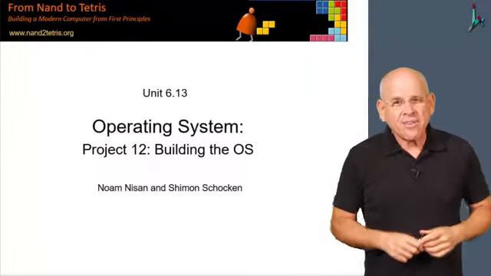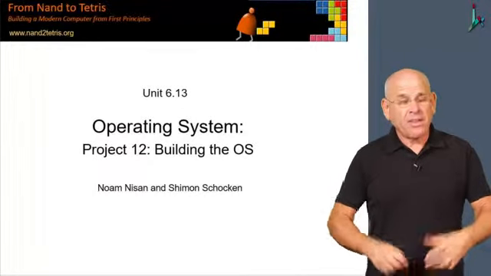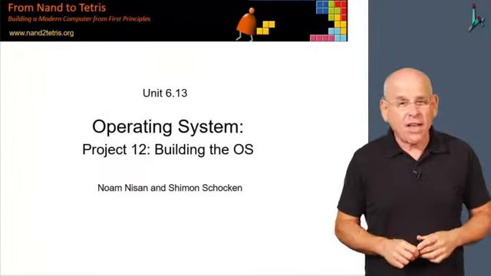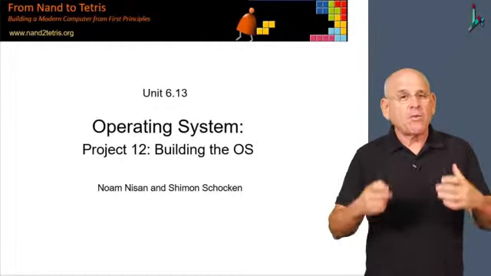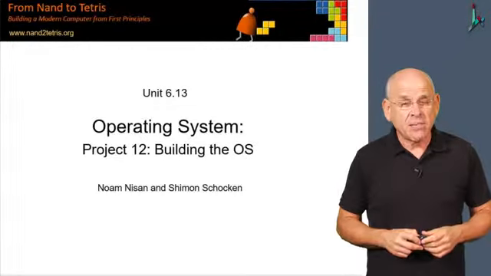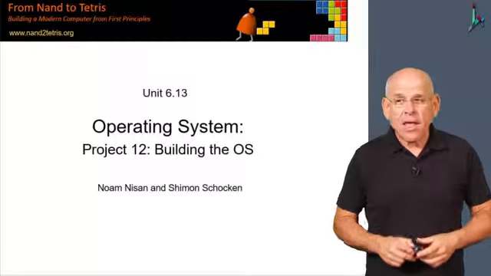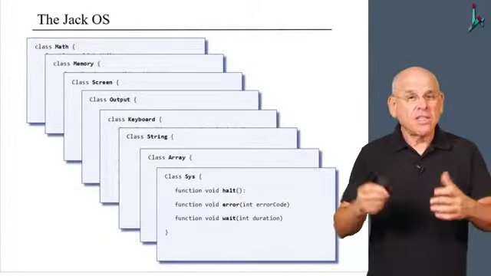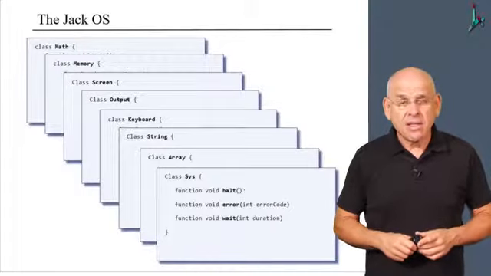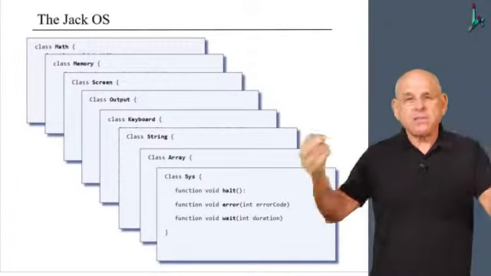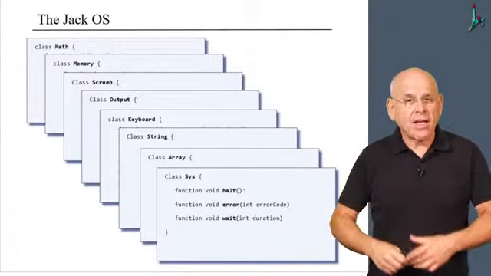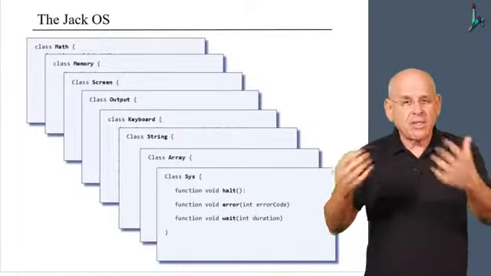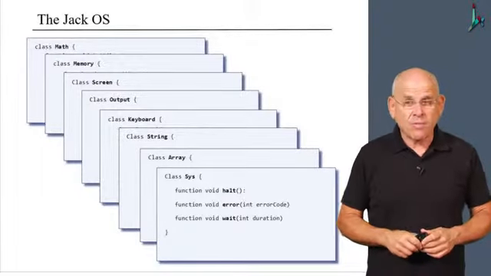So here we are in project 12, the last and final project in nand2tetris, in which we are going to build our operating system from the ground up. Here is the operating system in all its glory, consisting of 8 different classes, each designed to service some other functionality like memory management, screen management, keyboard management, and so on.